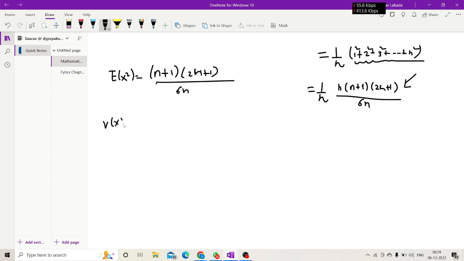Now try to find the variance. What will be the variance? It is n plus 1 into twice n plus 1 divided by 6, minus expectation of x, bracket square. That means n plus 1 by 2, which was my mean, and bracket square. Now just solve this. What will be this term then?